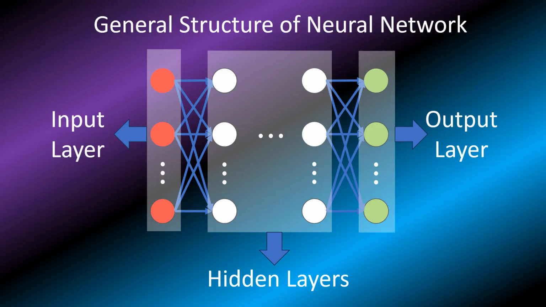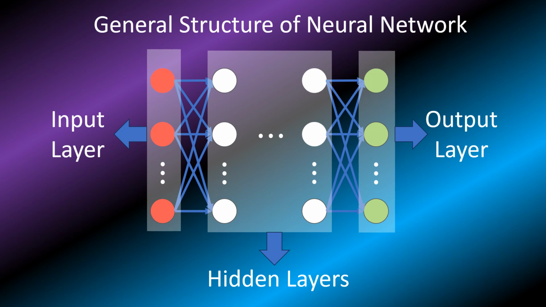Alright, so here's the general structure of a neural network. You have the input layer, which is a vector of inputs. They are represented by these red circles, and each of these red circles represents a neuron or node. In this presentation, we will call any circles, whether red, white, or green, neurons.